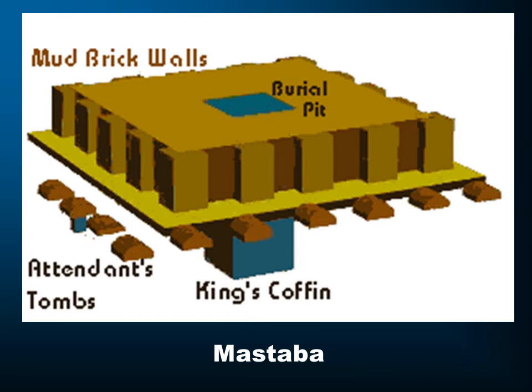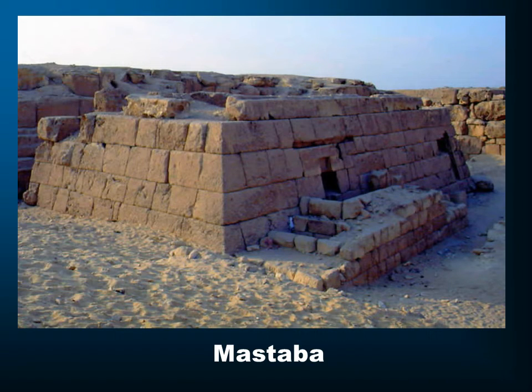And for the rich people, they would be buried in a mastaba. Now, the term mastaba is actually Arabic, and it just means bench. And so I'm not sure what the Egyptians called it, but it was a structure where you'd have a pit dug in the middle, but then a structure built over it to commemorate and also to protect the body that was being buried.